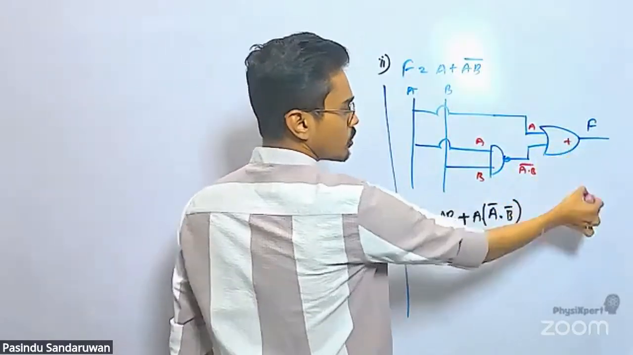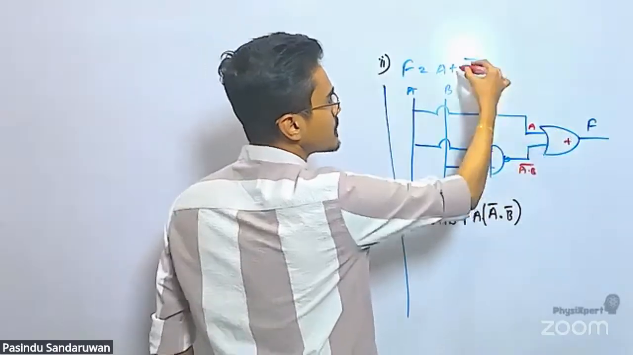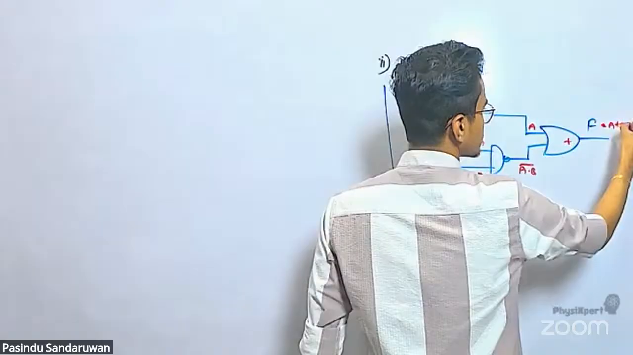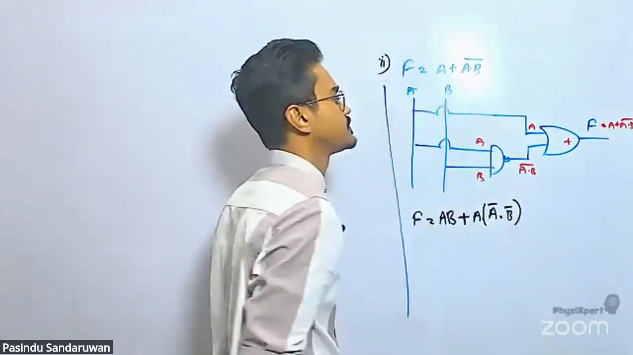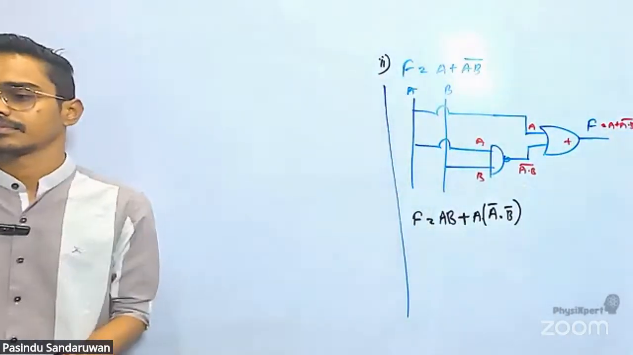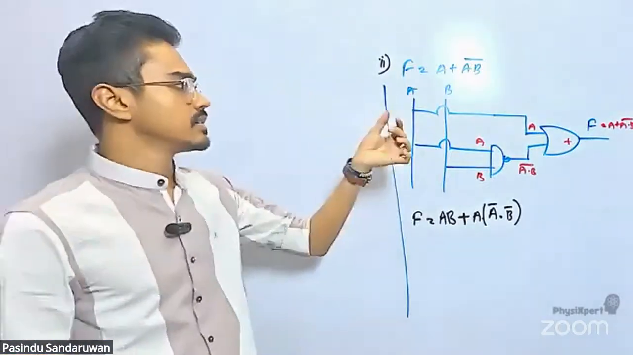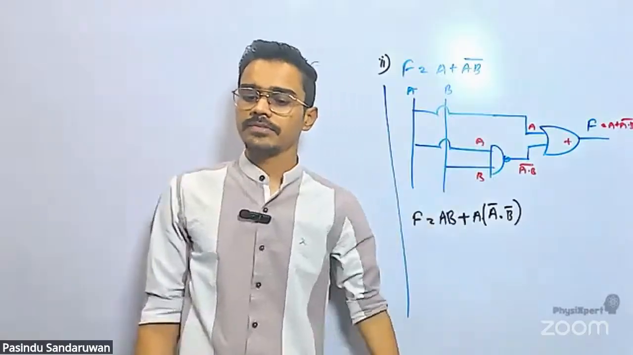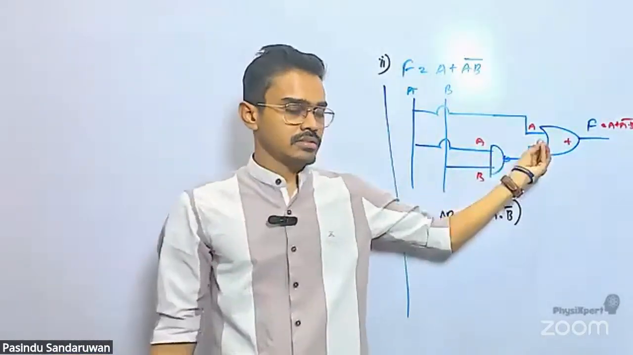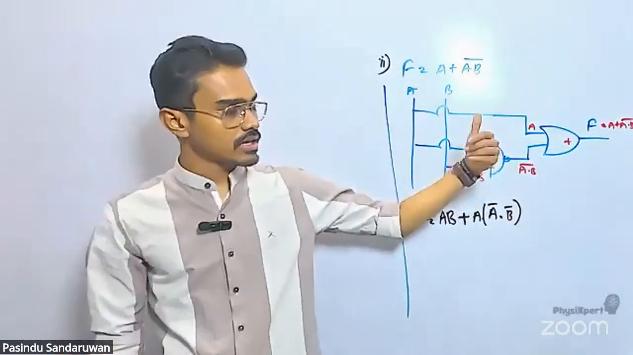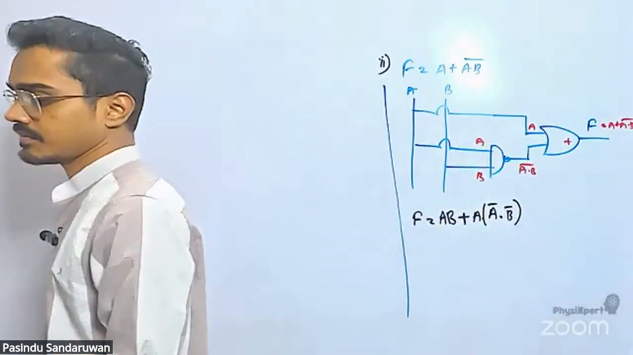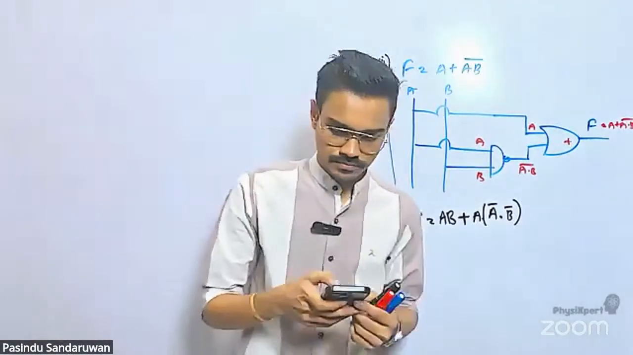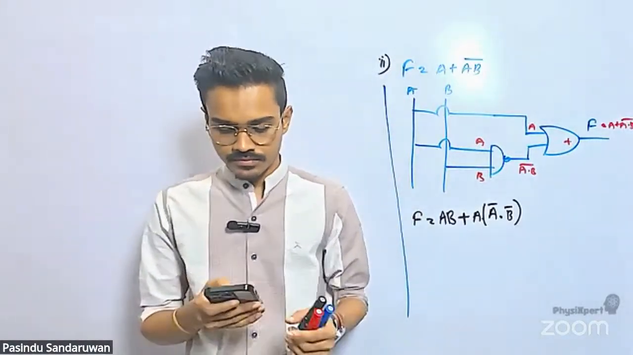This is an OR gate, right? Then A plus A dot B bar, right? The output is A plus A dot B bar, right? You have to build it part by part and develop the final output. Try this one also.